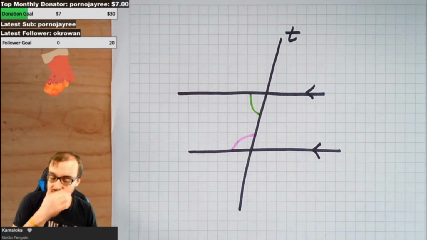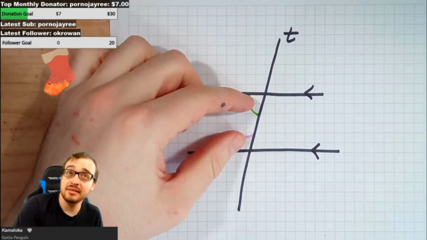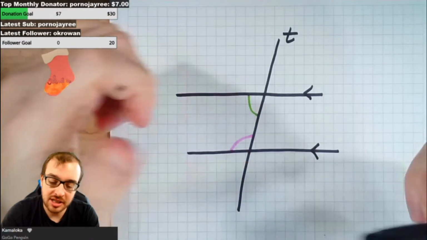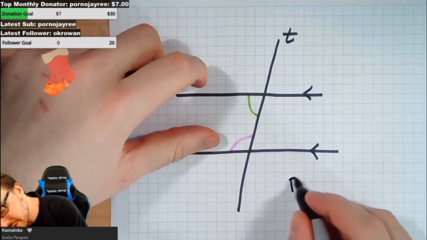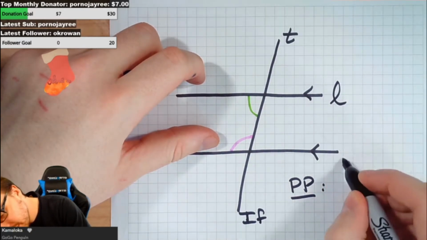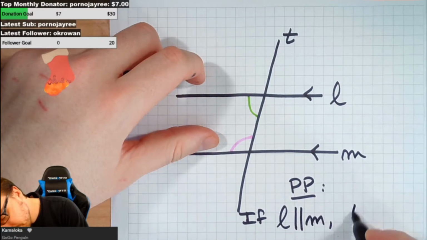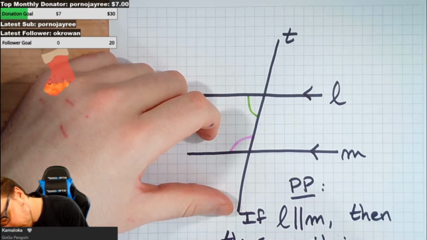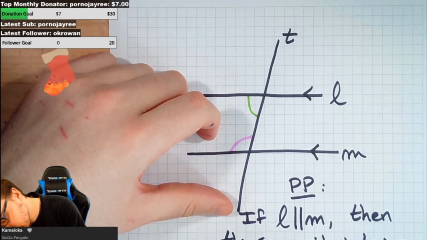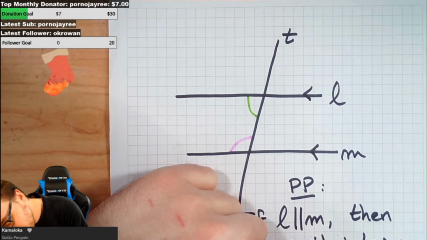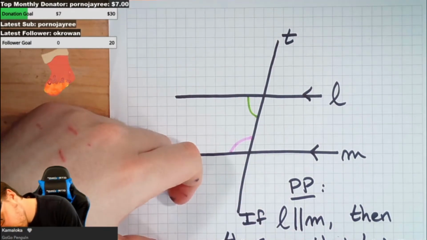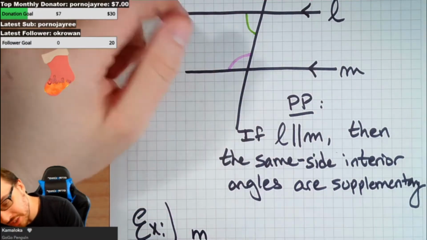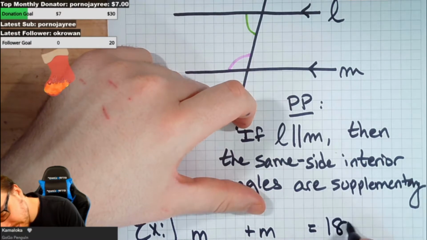So that's parallel postulate. It says that if the lines are parallel, then the same side, because they're on the same side of the transversal, I could have done these as well. The same side interior, inside the parallels, same side interior will be supplementary, which means, in other words, parallel postulate says this. If L is parallel to M, then the same side interior angles are supplementary. And in this example right here, what it would mean is that the measure of the green and the measure of the pink add up to 180, right? That's what supplementary means.